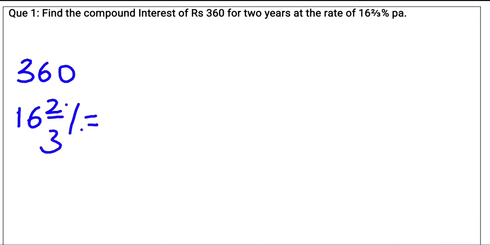What is this in fraction? This is 1 upon 6. Understand? Now since it is for 2 years, you have to write 2 and 1. You remember, for 2 years we had it 2 and 1.